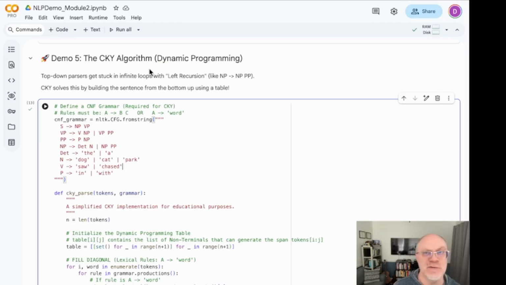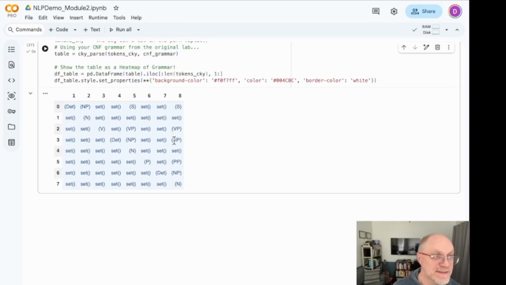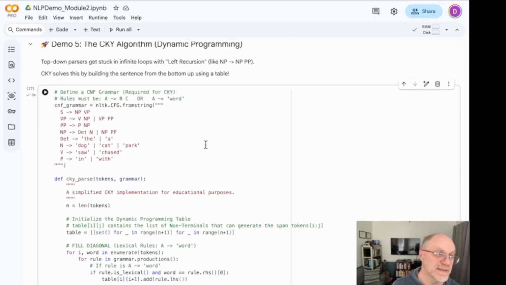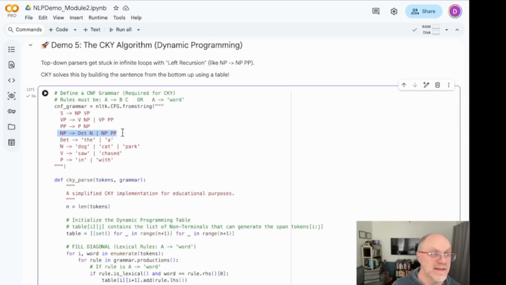So the CKY algorithm is a dynamic programming algorithm that helps handle this. Let's go ahead and run this code. And what it does is it actually builds dynamically this table. And so you can see in our sentences, we're referring to each of the tokens by number. And here you can see noun, verb, determiner. And so it's able to manage, we only need to look at the upper right portion of this matrix. And that is how it can handle a grammar that looks like this.